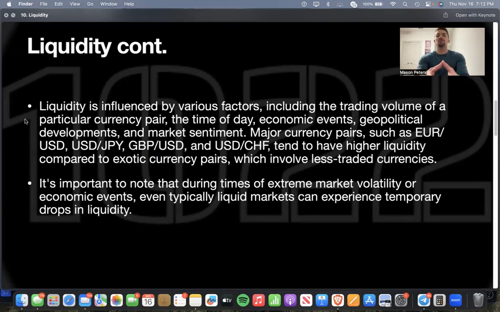It's important to note that during times of extreme market volatility or economic events, even typically liquid markets can experience temporary drops in liquidity. So right before 8:30 news, or even 5 or 6 hours before news releases, and investors then make decisions, or the banks manipulate price, there's not a lot of people trading. There's not a lot of cash being converted into assets. And this is low liquid markets, right?